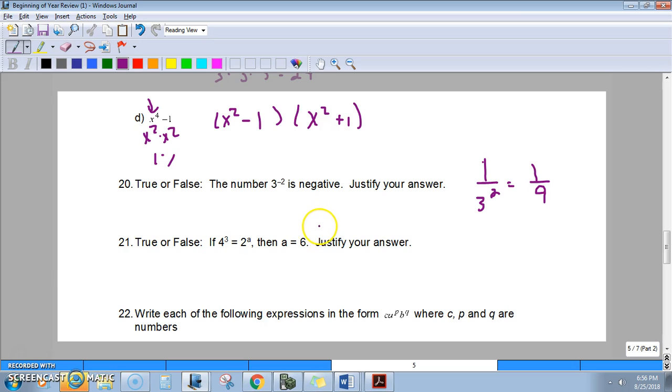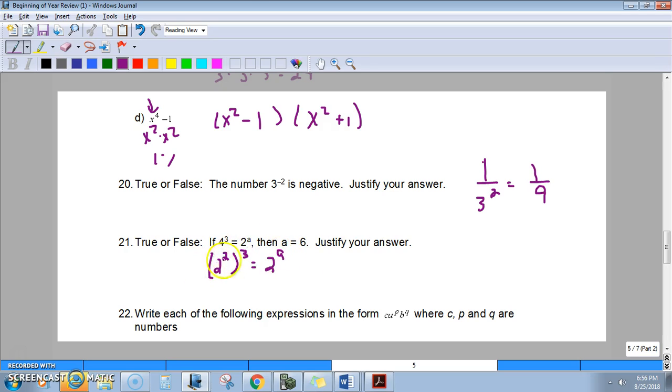21, true or false? If 4 cubed is equal to 2 to the a, then a is equal to 6. Well, let's see. To make this easier to understand, let's turn 4 into a 2. 2 squared is 4, right? So instead of having 4 cubed, we actually have 2 squared, which is 4, cubed, right? Which is equal to 2 to the a. And if our base is both 2, our exponents have to be the same. So what happens when we take this power to a power?